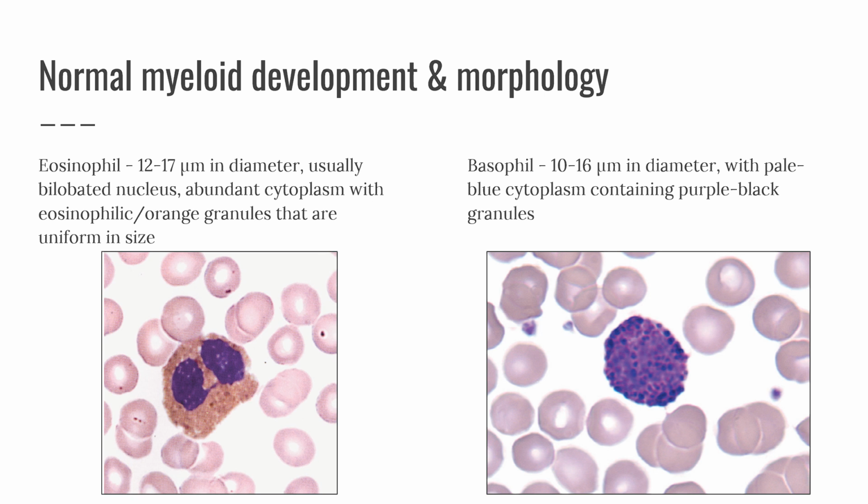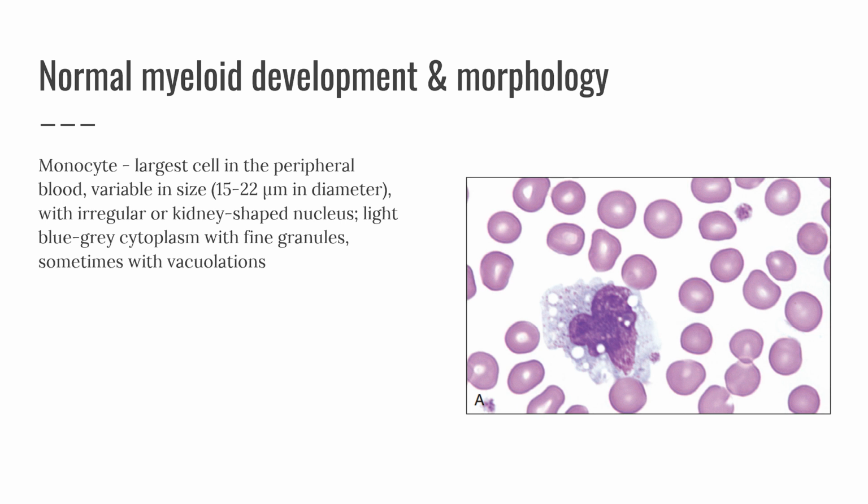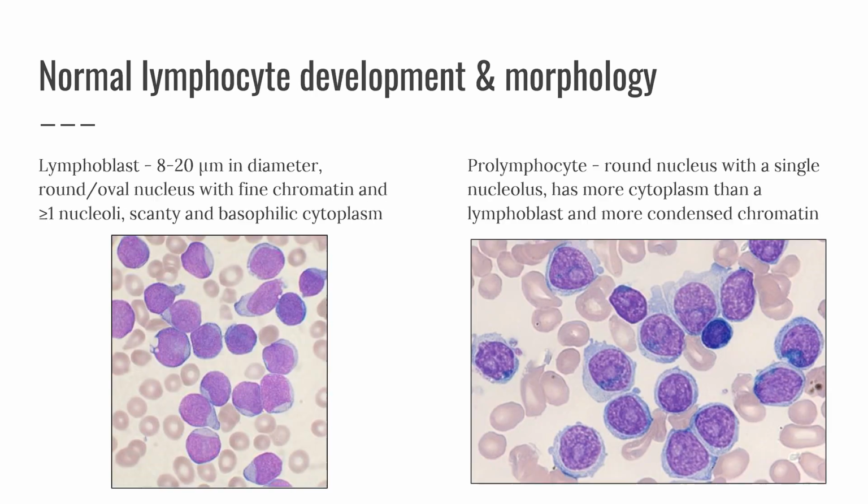Eosinophils are characterized by their eosinophilic or orange granules that are uniform in size, and these granules are larger than the neutrophil granules. The basophils have purple-black coarse granules that more often than not obscure the nucleus. Monocytes are the largest cells in the peripheral blood, but are variable in size. Usually we see them having an irregular echidna-shaped nucleus with light blue-gray cytoplasm with fine granules and sometimes with vacuolations.